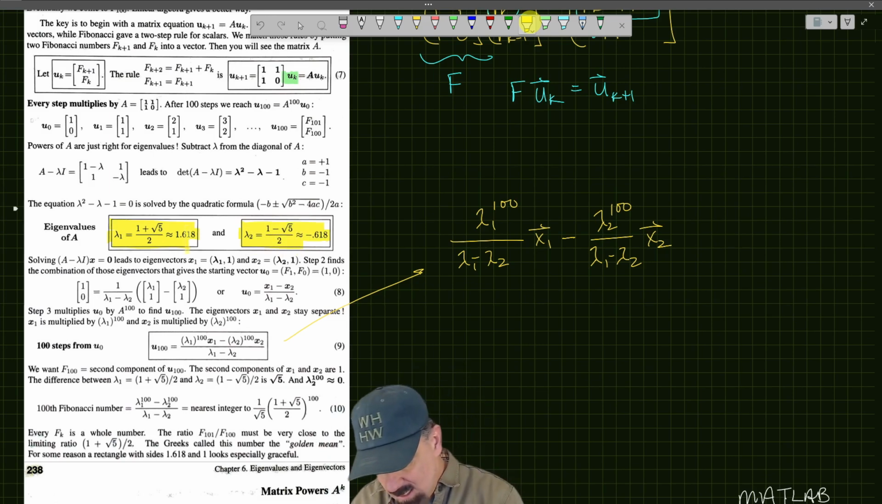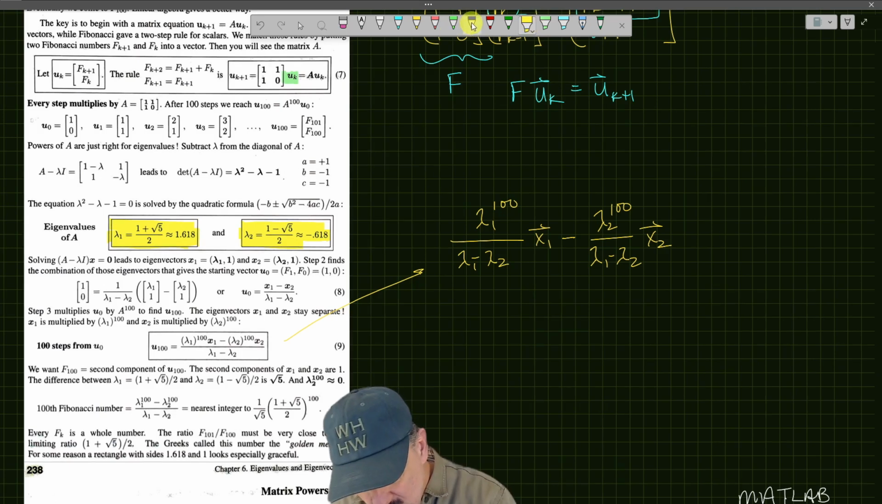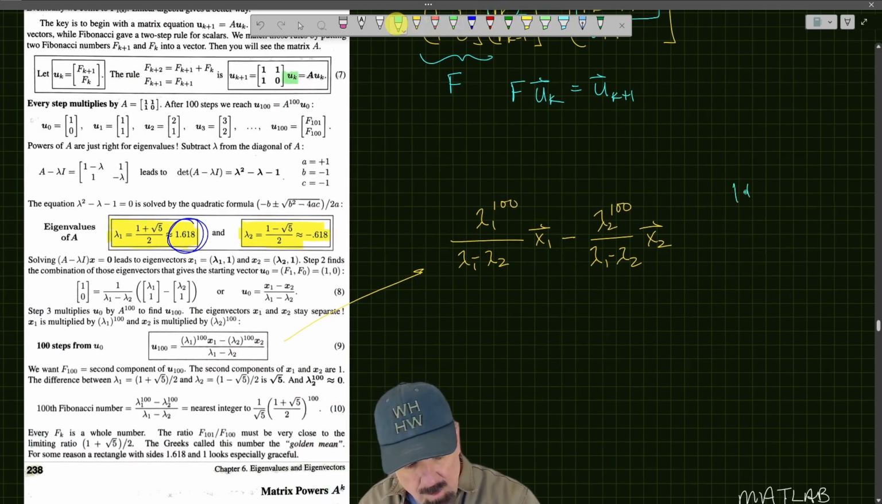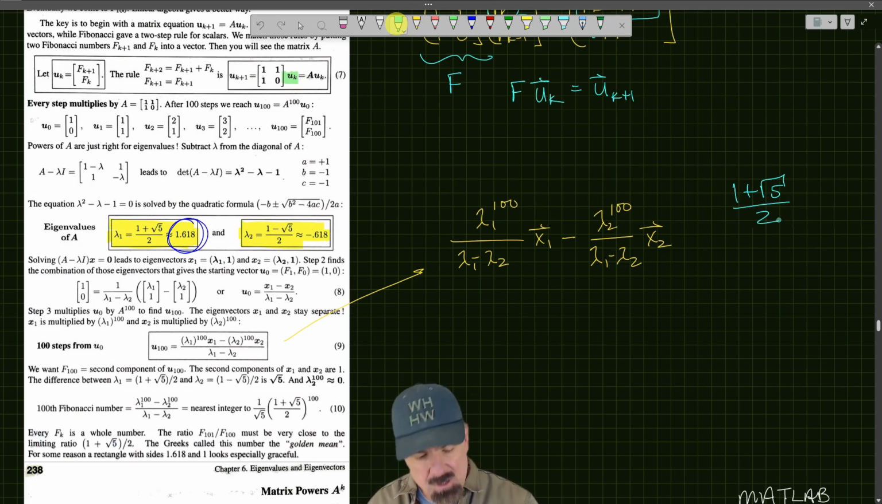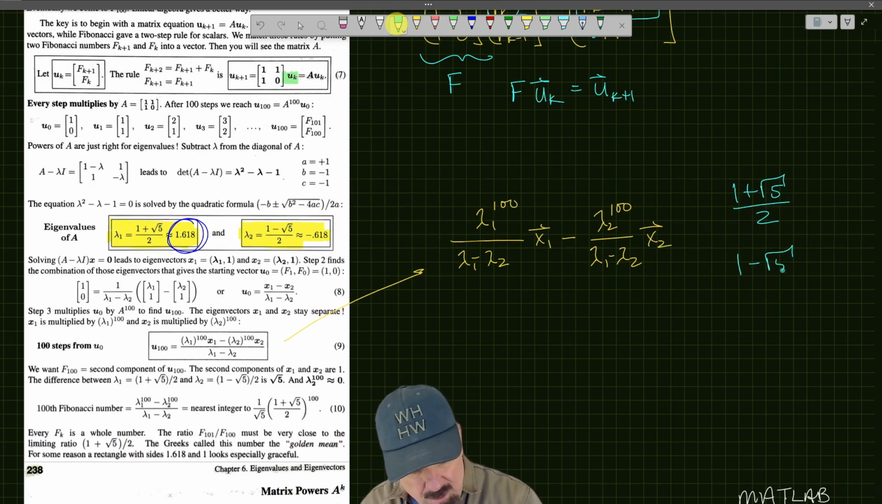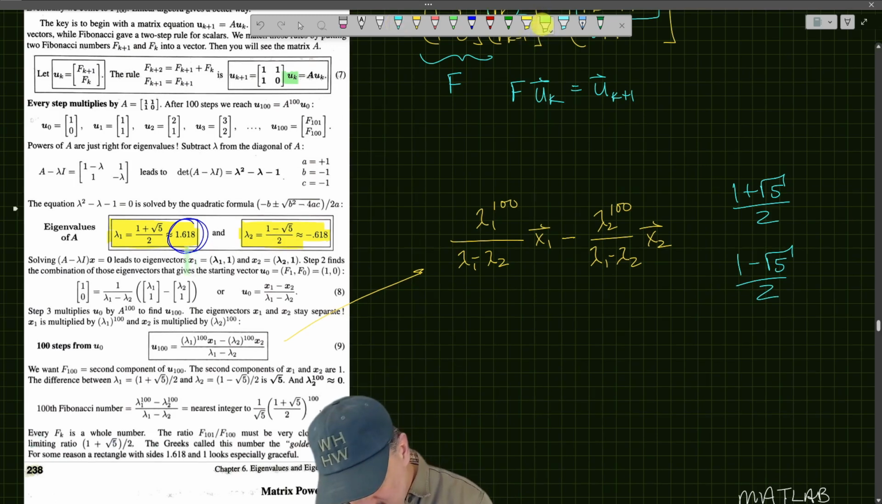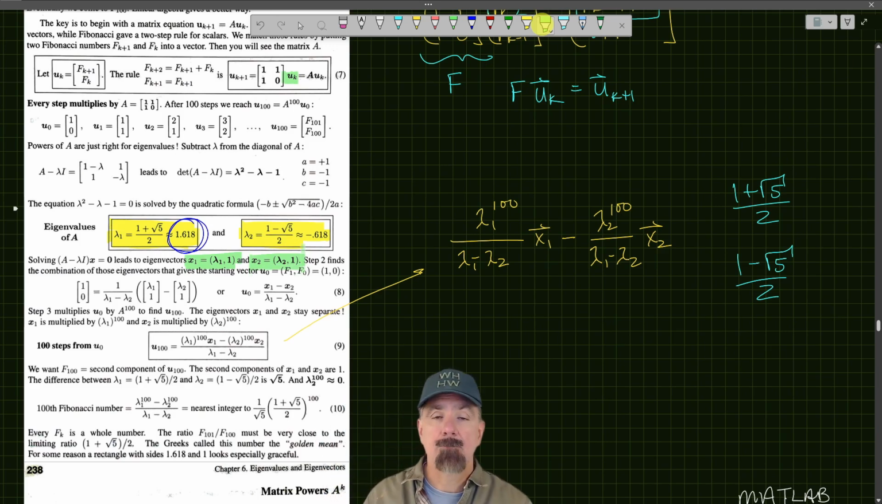Some of you may recognize the golden ratio. That's this number here. The golden ratio is 1 plus the square root of 5 divided by 2. That's one of our eigenvalues. And the other one is 1 minus the square root of 5 divided by 2. And we can come up with multiples of these eigenvalues multiplied times the eigenvectors. And he lists the eigenvectors for us right here. That's the first eigenvector, and that's the second eigenvector.